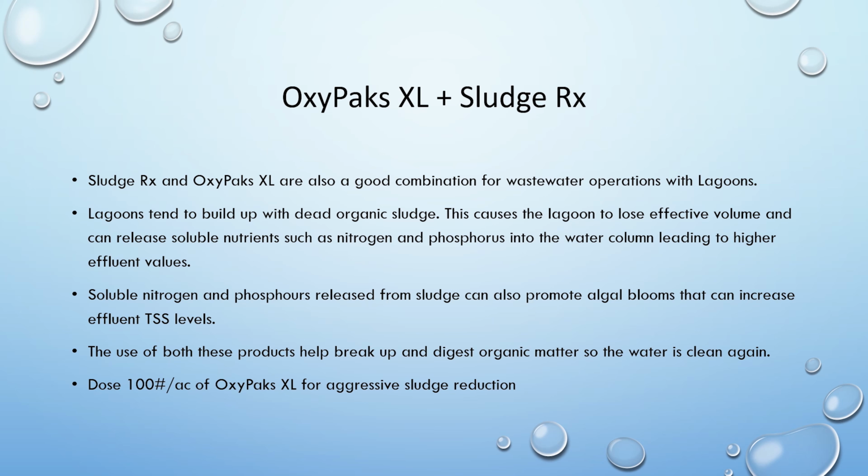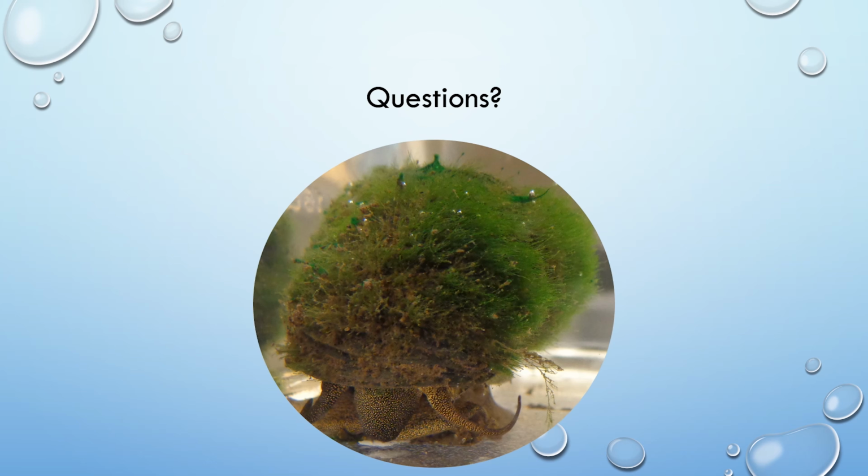The dose we recommend for OxyPaks is 100 pounds per acre for very aggressive sludge reduction. So the question we have here is, can adding more than the needed amount help with the sludge reduction? And yes, it can. However, that comes down to a matter of cost efficiency, where you can go over our recommended doses, but it might get very expensive.